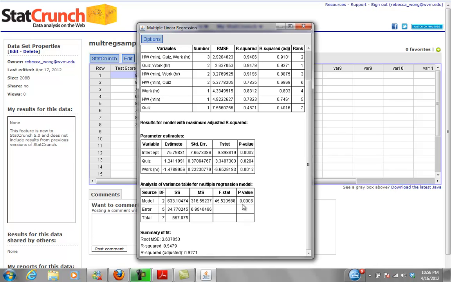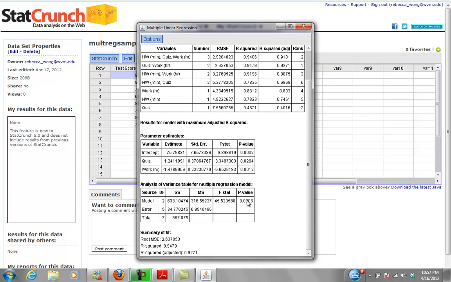0.0006. It's tiny. It's close to 0. A p-value close to 0 means you reject your null hypothesis. In this case, we reject that there's no relationship. Thus, we conclude there is a relationship. So our p-value here tells us, yes, there is a relationship between test scores and all the variables we have in the table.